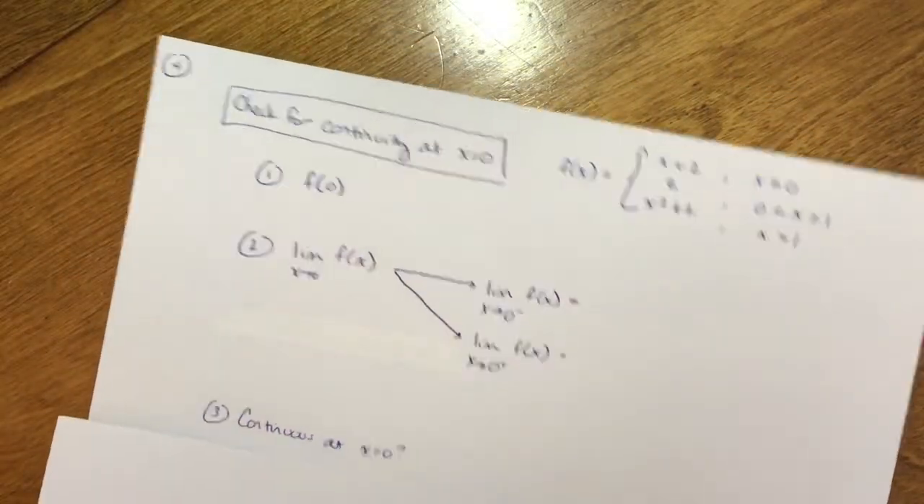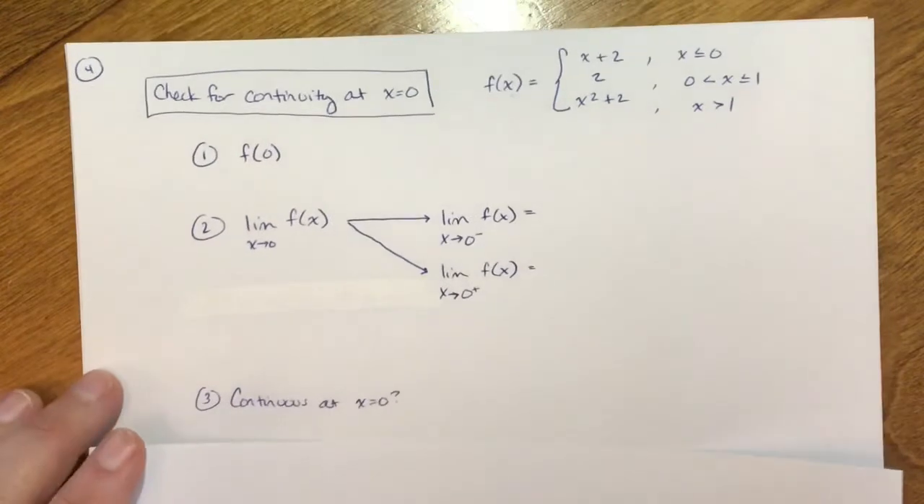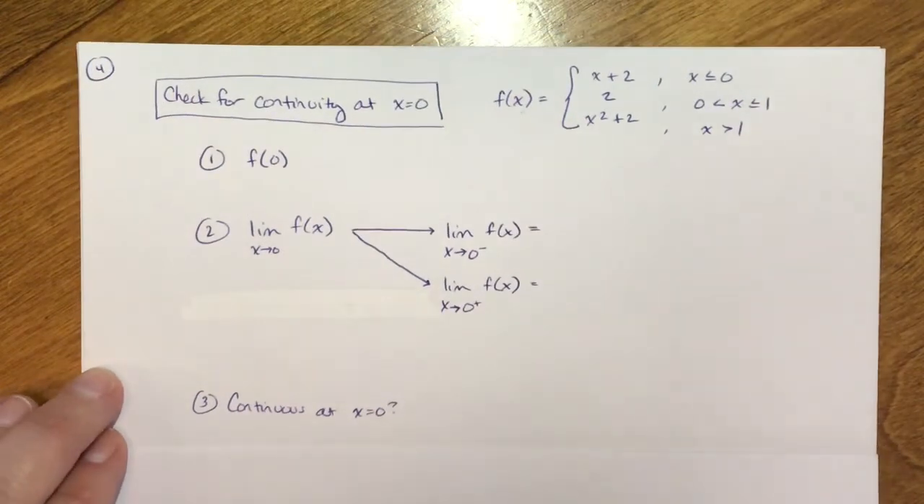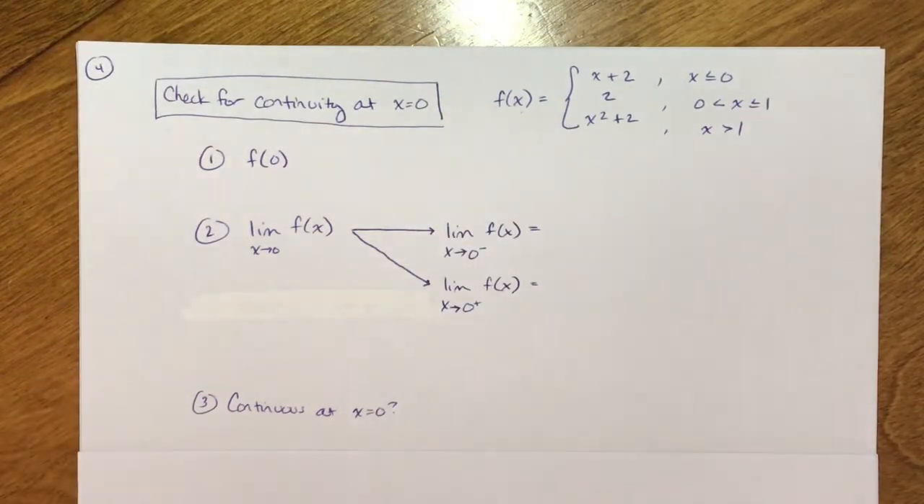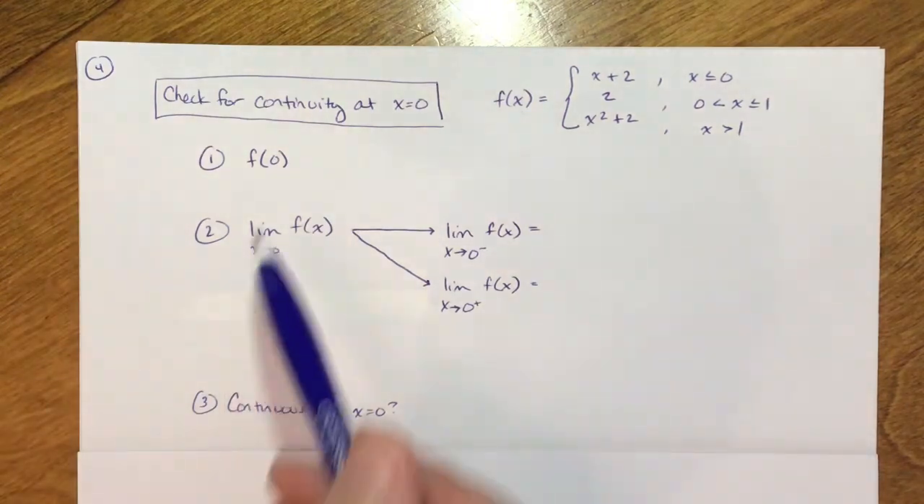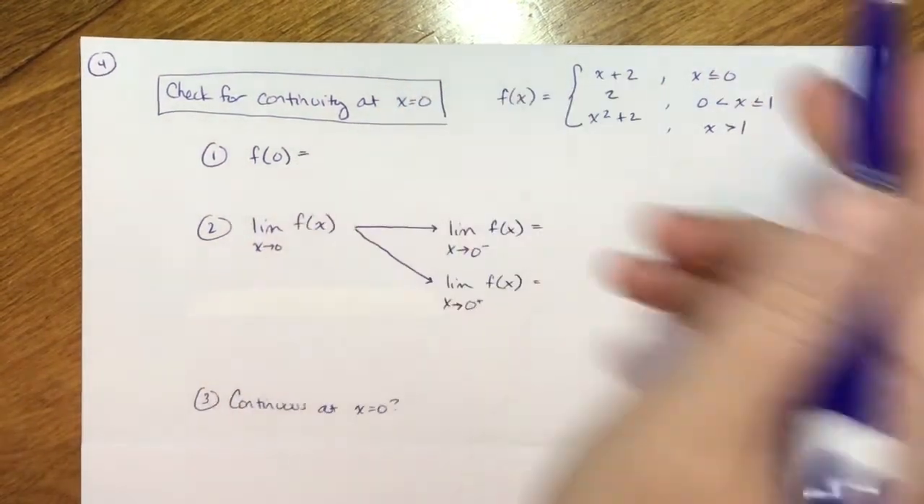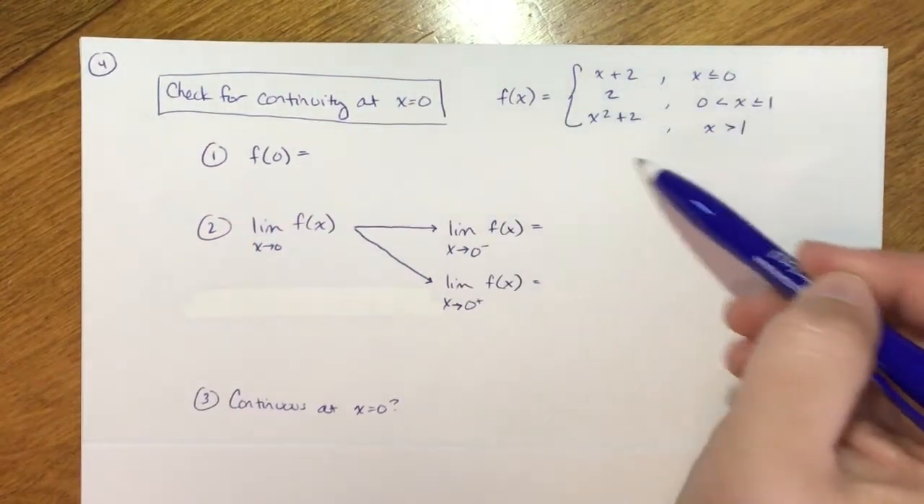Okay, so let's see. So I've got two different problems here. I have to check for continuity at x equals 0 and then check for continuity at x equals 1. So let's check at x equals 0 first. So you remember we've got a three-part check here. Is f of 0 defined? So I want to find the function value here at x equals 0.